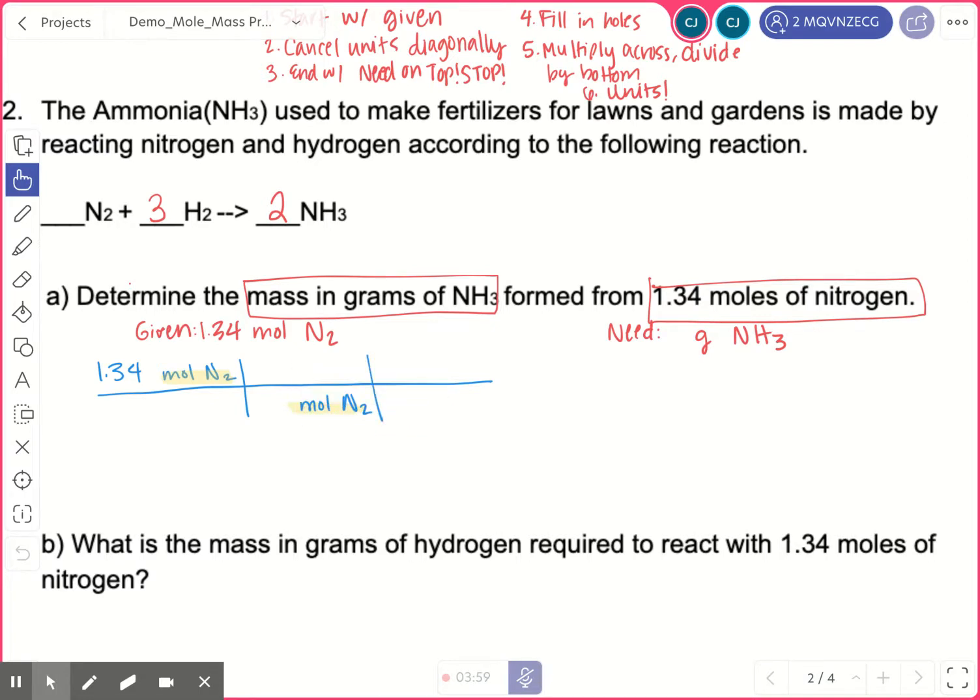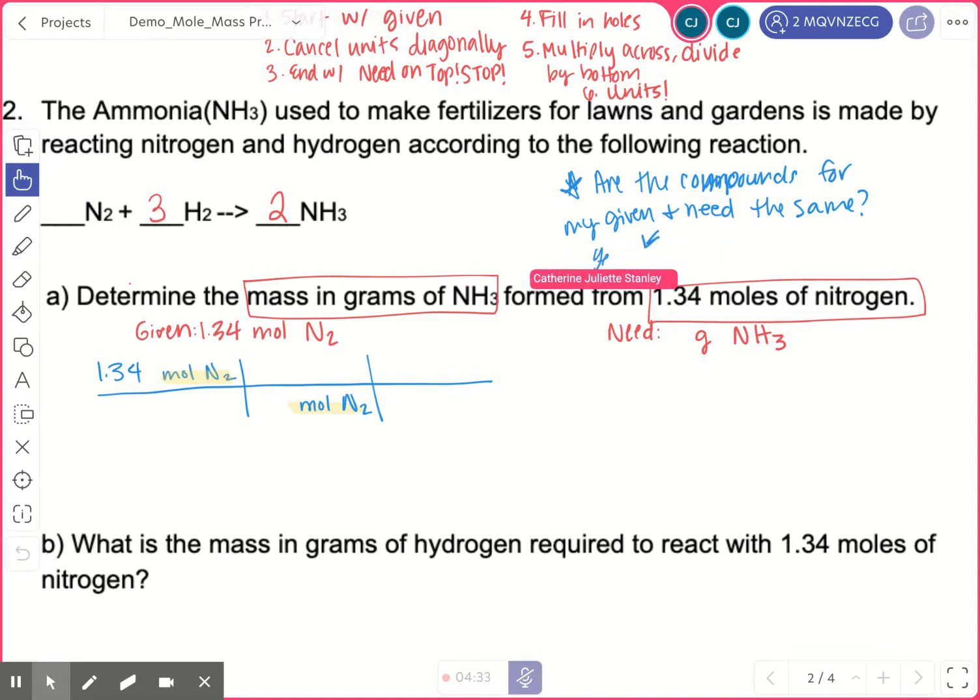All right, so now this is something newish. Now that I have moles in the basement, I have to ask myself the important question. And the important question is, are the compounds for my given and need the same? Okay, if the answer to this question is yes, then we're going to go to grams. If the answer is no, then we have to use the mole to mole bridge, okay?